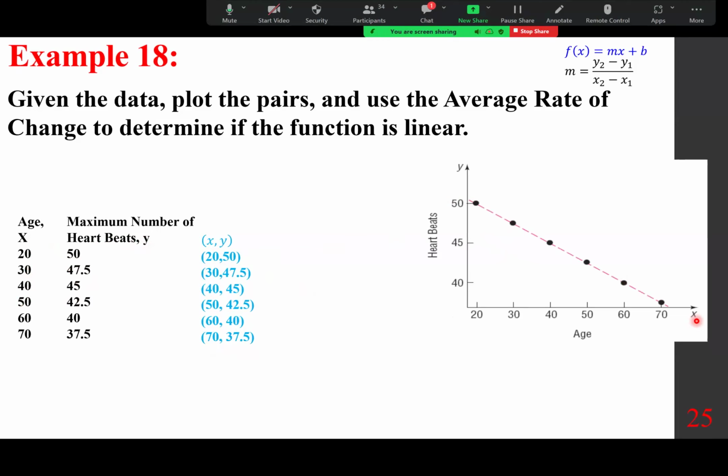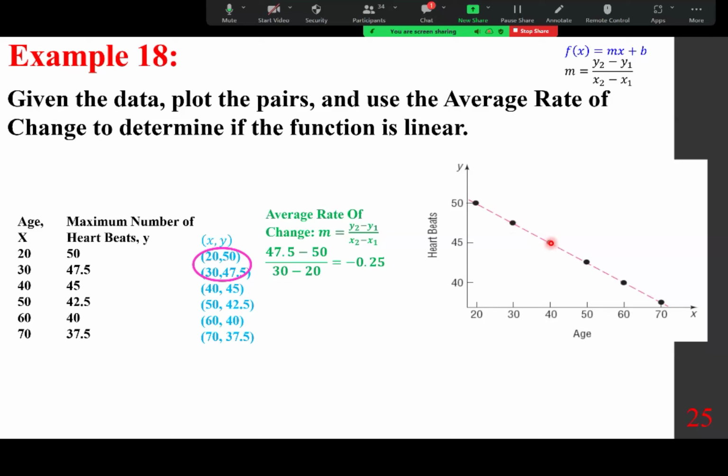However, we can show it mathematically by calculating the average rate of change. That means pick any two pairs and calculate y sub 2 minus y sub 1 over x sub 2 minus x sub 1. For example, we pick these two pairs, the first two pairs. That means 47.5 minus 50 over 30 minus 20. That's how you calculate it. And this is negative 0.25. Then you calculate for these two, and then these two, and you put them in front of it.